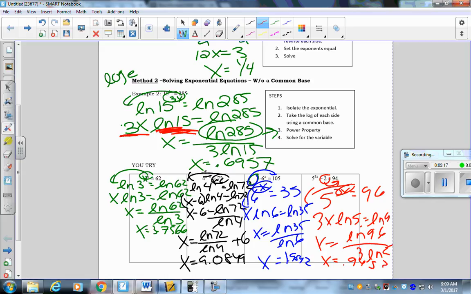All right, so now we know how to solve an exponential when we can't find a common base. You can also do this if there is a common base. It'll still work out, okay? You can use it for anything. This is just you have to do it this way if you can't find one.